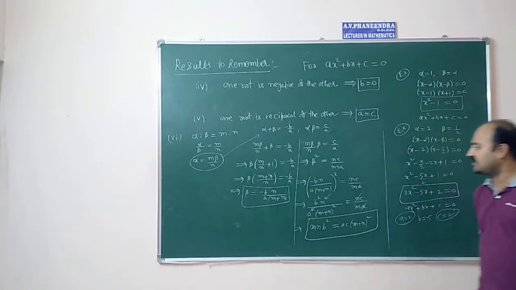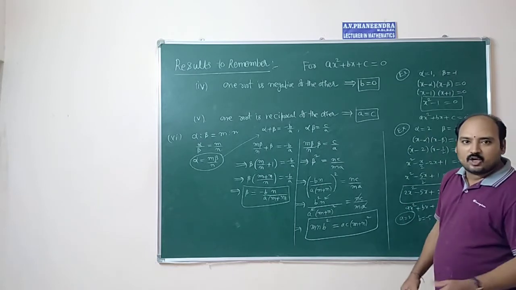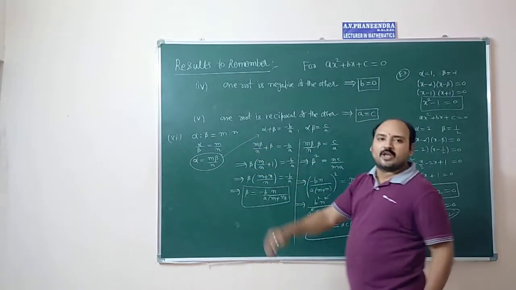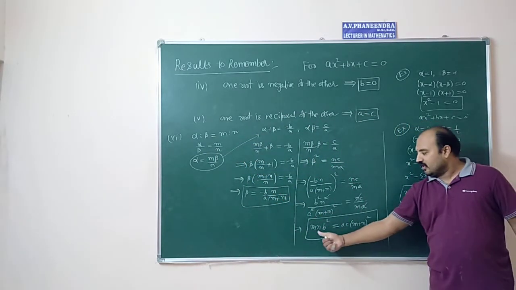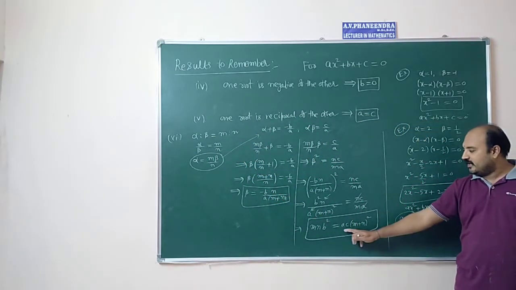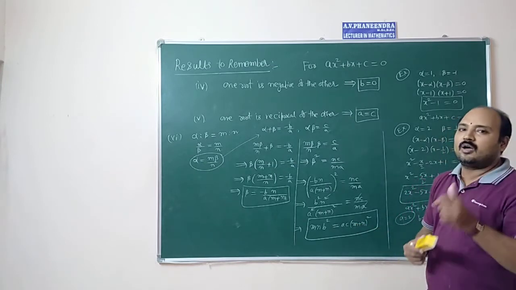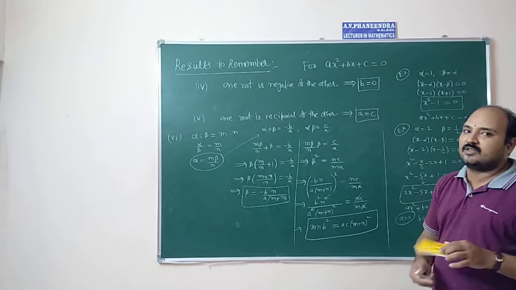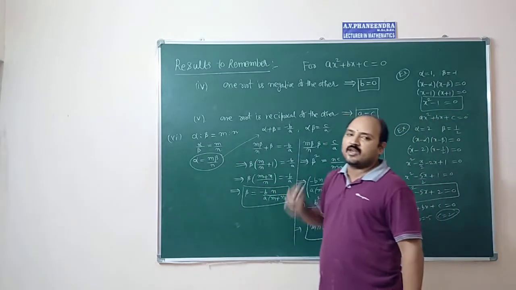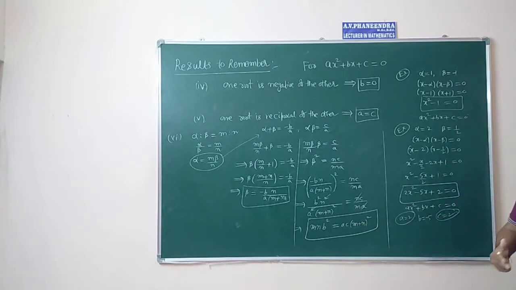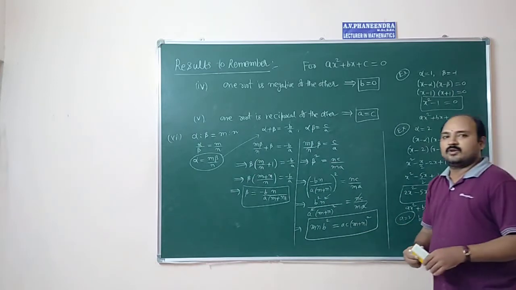You remember that for a quadratic equation whose roots are in the ratio m is to n, the condition is mn b square equal to ac into m plus n whole square. Suppose the roots are in the ratio 2 is to 1, then m is equal to 2 and n is equal to 1. Substitute in this condition and you get the answer directly.